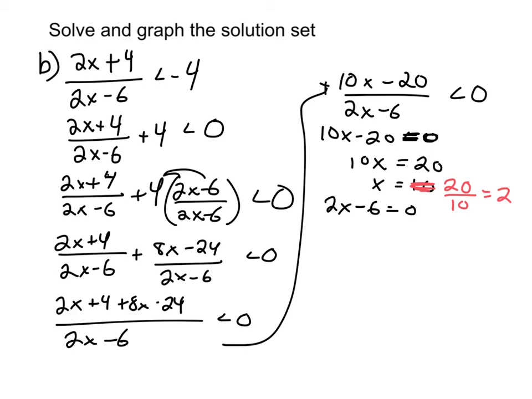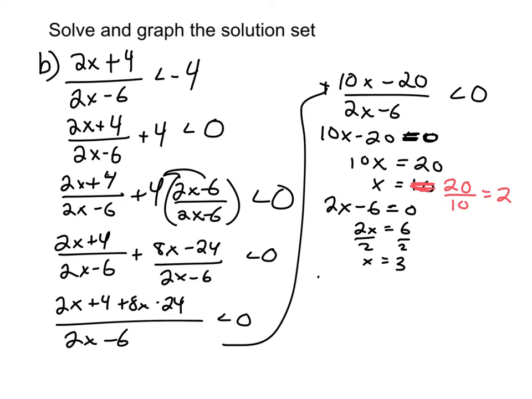Also, let's set that equal to 0 as well. It will be undefined at that point. The left-hand side will be undefined. Okay, so let's go ahead and find where it's undefined. So I'll add 6 to both sides, so I'll get 2x equals 6. Divide both sides by 2, and I'll get x equals 3.